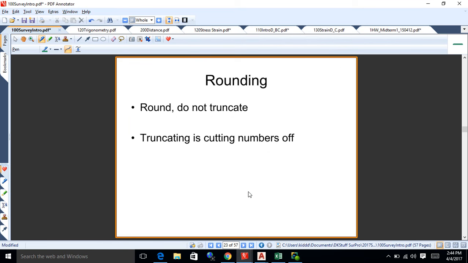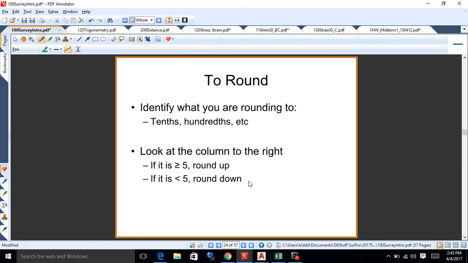Now, if y'all take chemistry or something like that, they probably talk to you about rounding numbers and significant figures and all that. We actually use that in surveying, not quite in the way you learn it in science, but we use similar ideas. The first thing is we round numbers. We don't truncate numbers. People will get upset about this in industry. I've had people get in my face about this before, when I was working for a regular surveying company doing construction work. So we round, we don't truncate. Truncate is cutting numbers off. Rounding is rounding up or down to the appropriate number.